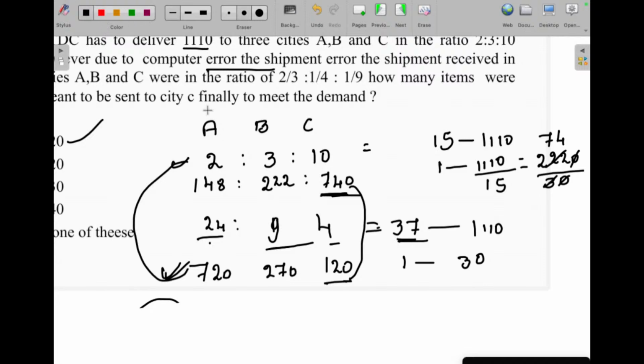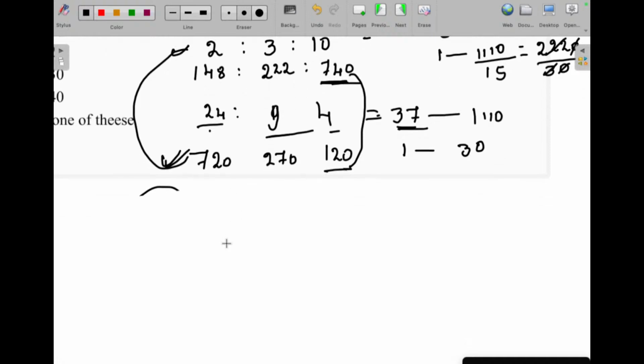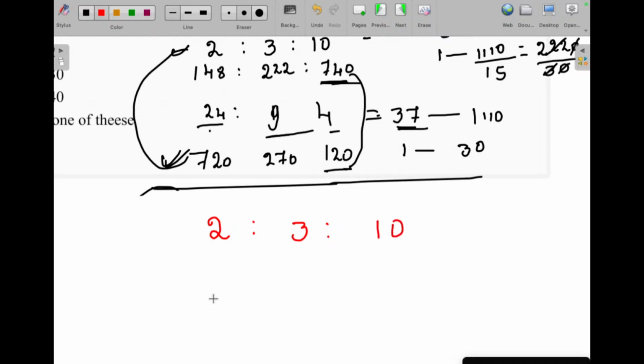Now this question, how am I going to solve it in another way? This is from the exam point of view. This is the basic method. Instead of doing like this, I distributed 2 parts, 3 parts, 10 parts initially. By mistake, I am doing like this: 24, 9, 4. But we already know we distributed the same amount of letters. Here I have total 2 plus 3 plus 10, 15 letters. But here 24 plus 9 plus 4, here 37 letters I have.